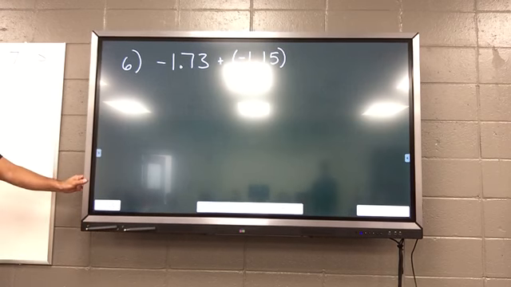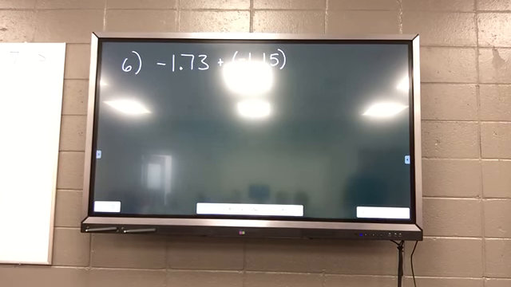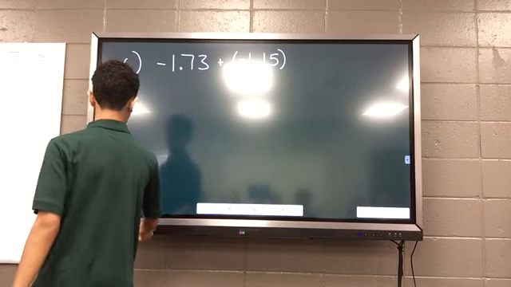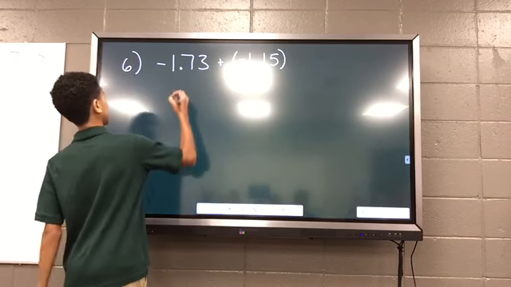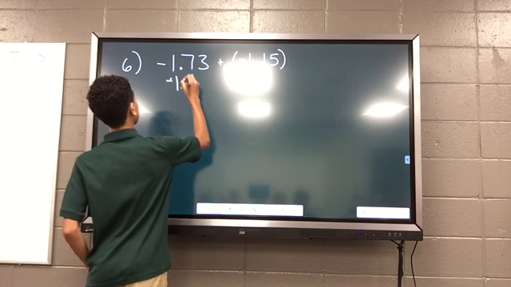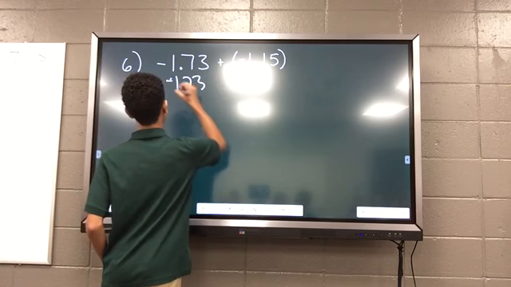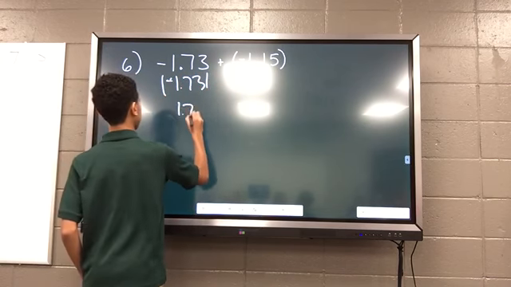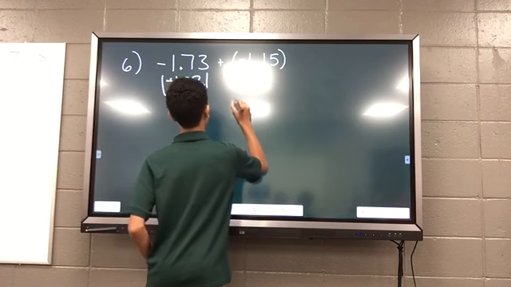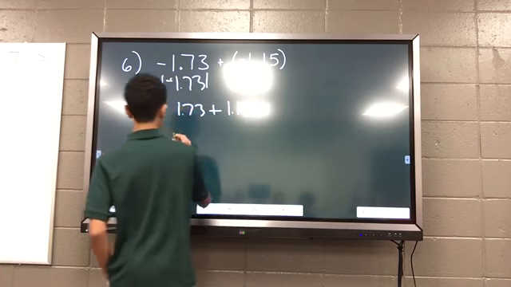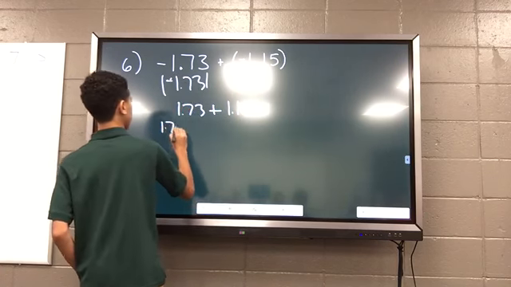Wait, are we supposed to estimate and answer them? Do the actual problem, and if you have time, just estimate real quick. Yeah, you just use either one of those. Well, we have to find the absolute value of these. So the absolute value of that is 1.73. Good. And the absolute value of that is 1.15. Good. So they're both positive absolute values. So you add them up.